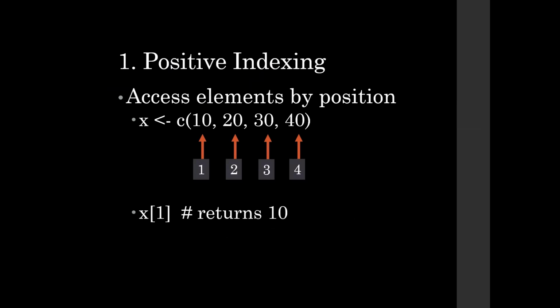So in order to access the first element in R, we'll write x, that is the name of the object, and this is a vector object, followed by the square brackets. And inside the square brackets, we will write the position or the index of that particular element you want to access. So this syntax will return 10, as 10 is in the first position of the vector.